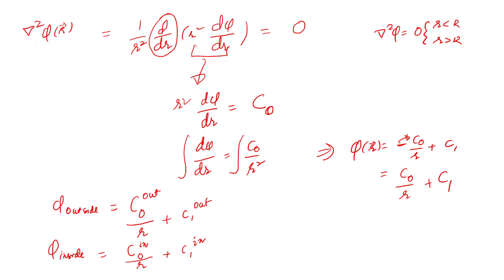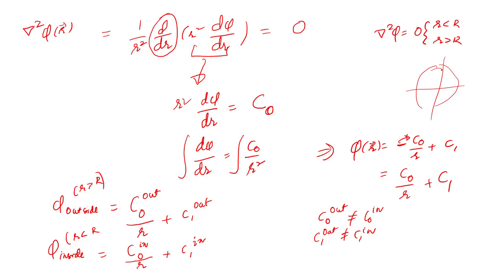So these constants C0 out need not be equal to C0 in, and C1 out need not be equal to C1 in, because this is for r greater than R and this is for r less than R. We have not yet specified what the boundary condition is. Here we have a conducting sphere, which is charged on the surface. We know the potential inside. In general, this is the solution for the potential. That's how we solve the Laplace equation.